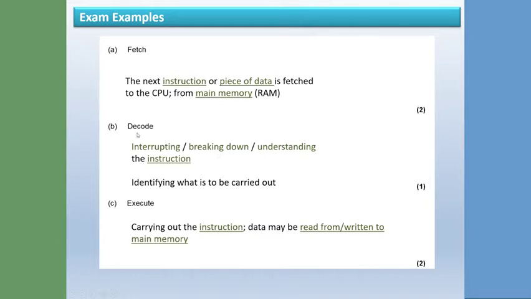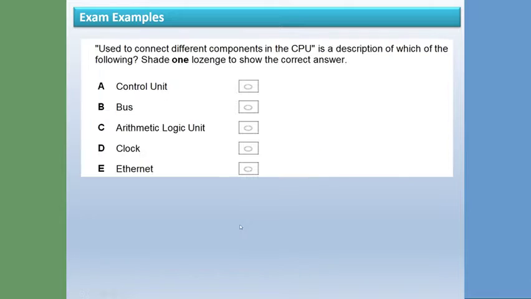The decode stage is where we are interpreting or breaking down or understanding the instruction, i.e. identifying what it is that has to be carried out. What does this instruction that we fetched actually want us to do? And then clearly the execute stage, we're going to carry out the instruction. So data may be read from or written to the main memory as part of that instruction, but at this stage we're actually carrying out that instruction. We're doing what that instruction has asked us to do.